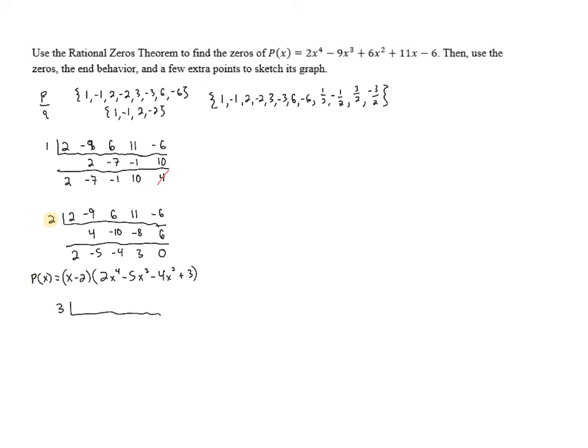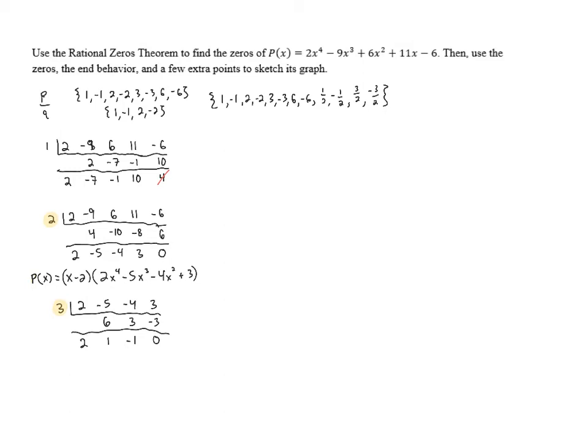So our new coefficients are 2, -5, -4, and 3. So we bring down the 2. 2 times 3 is 6. Adding gives us 1. 3 times 1 is 3. Adding gives us -1. 3 times -1 is -3. Adding gives us 0. And because we have a remainder of 0, we've found yet another 0 of our polynomial.